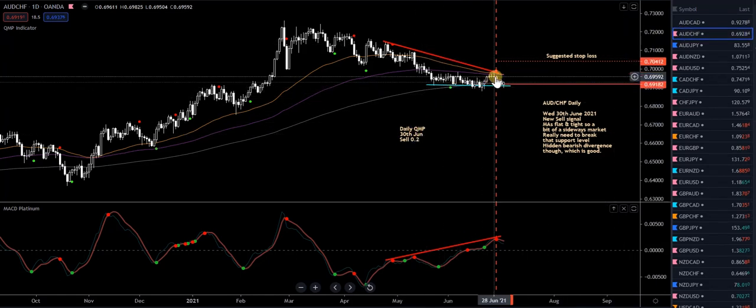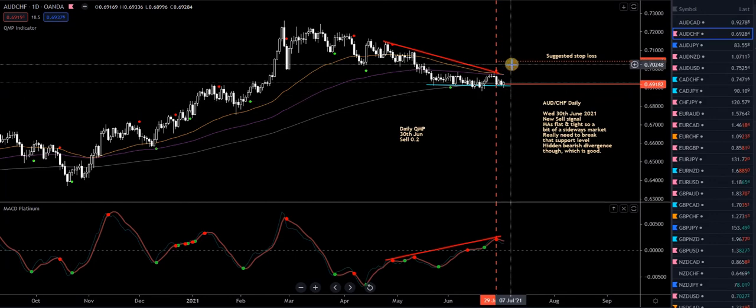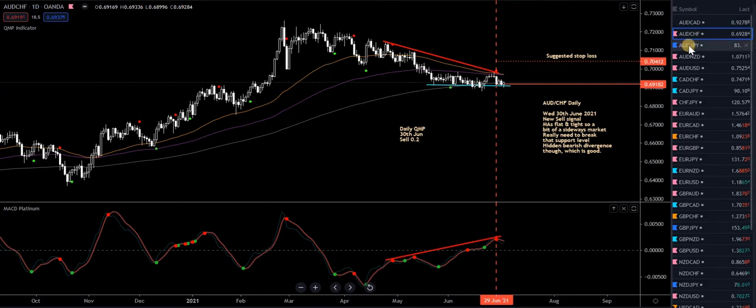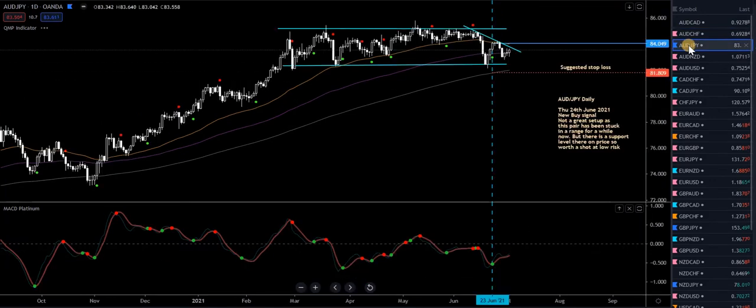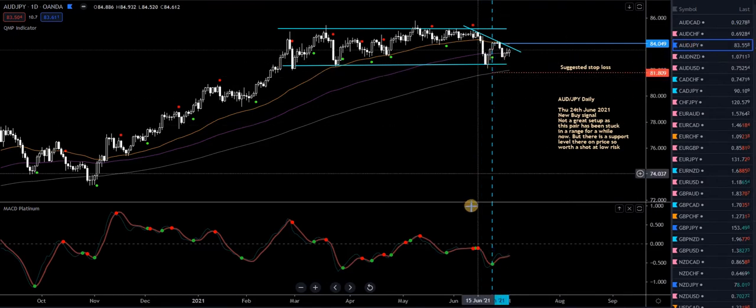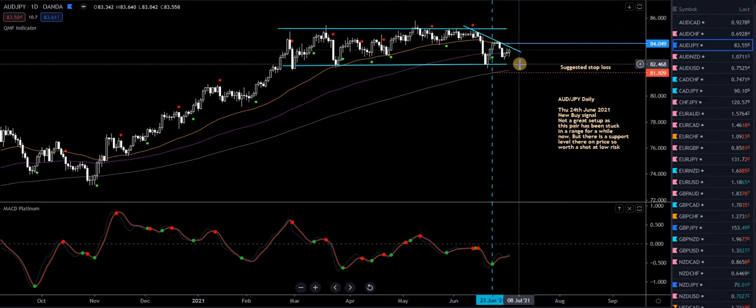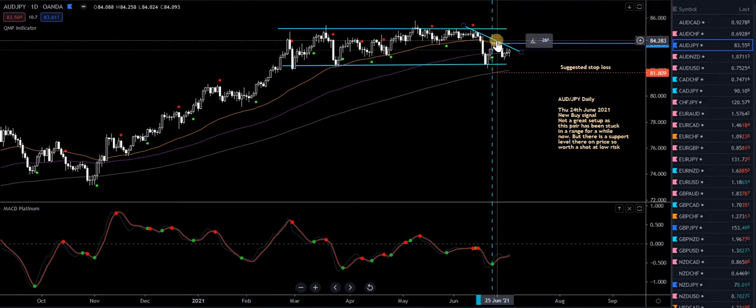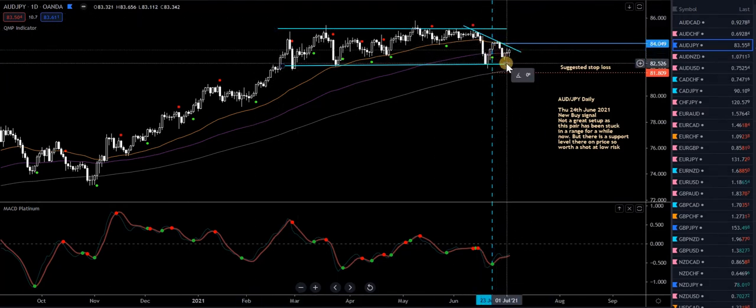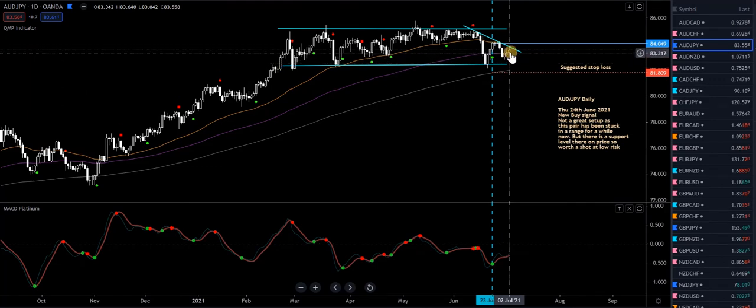So it's the Oz Swiss in a sell a few days ago, going nowhere fast, suggested stop up here. Oz Japanese yen in a buy trade from a few days back, suggested stop down here in a sideways market, as you can see. Now, it went against me a few days, came down, didn't go anywhere near the stop, and it's popping up again.